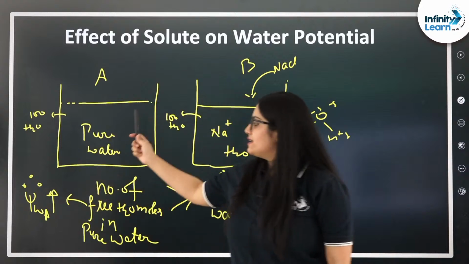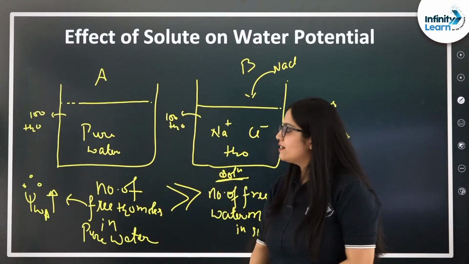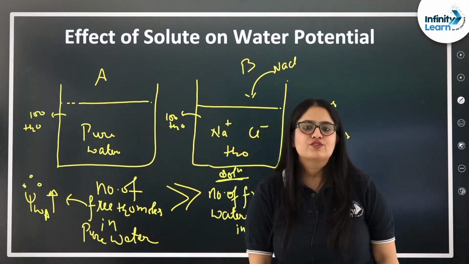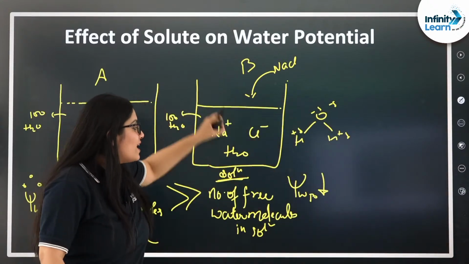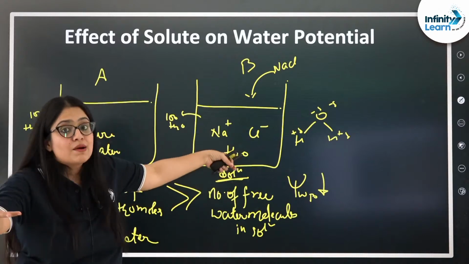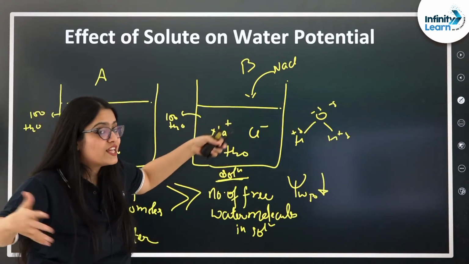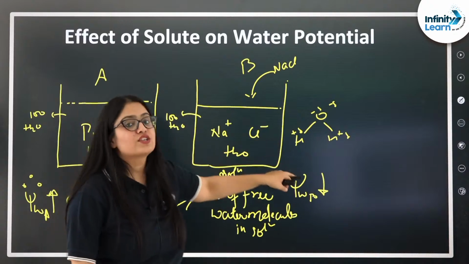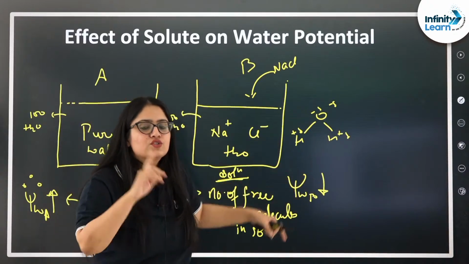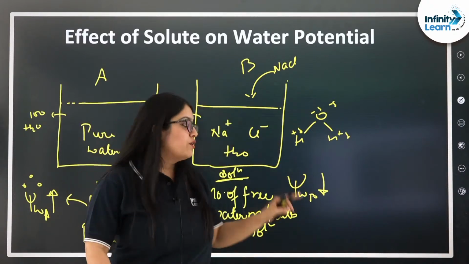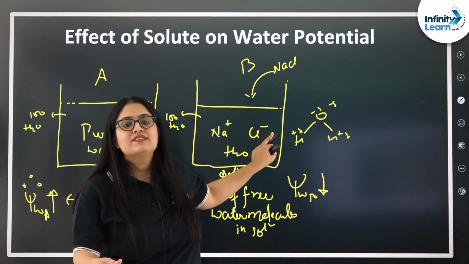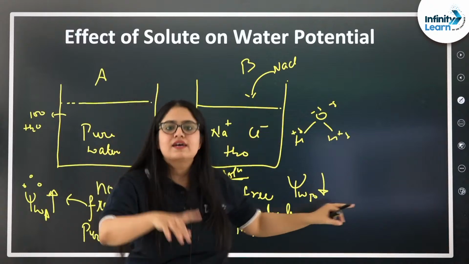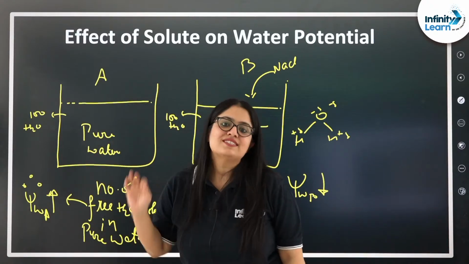Because this A section or A cell or A beaker has higher number of free water molecules, that means its water potential will be high. B has less number of free water molecules because some are bounded with the solute molecules. They are not free to move. Hence, its water potential will be lower. So, in comparison to A, the water potential of water present in B cell or B solution is going to be lesser in comparison to the one that is present in A.